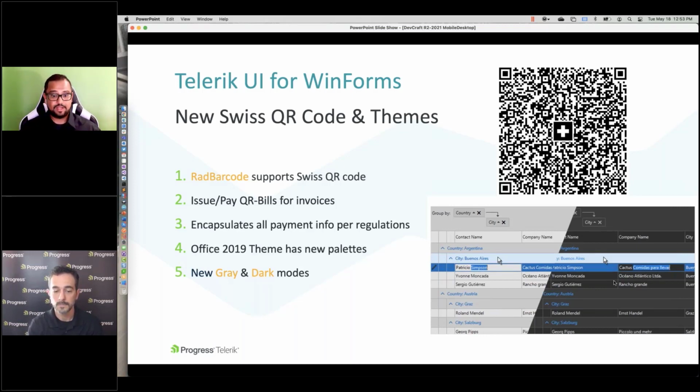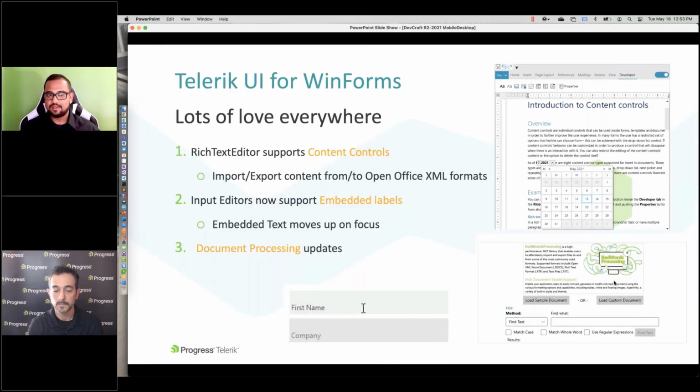So a lot of things that have gone in, and document processing love, it's there as well. Rich text editor does now support content control, so you can bring in things like calendars and embed them. So import export is a little better with OpenOffice things. This one is a little something that makes you very interested at times.